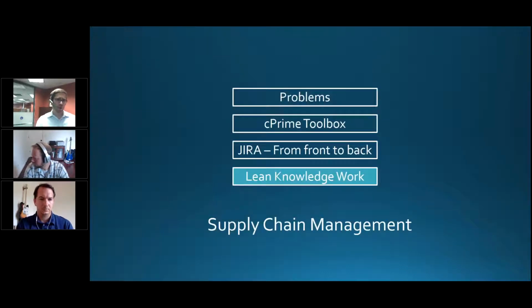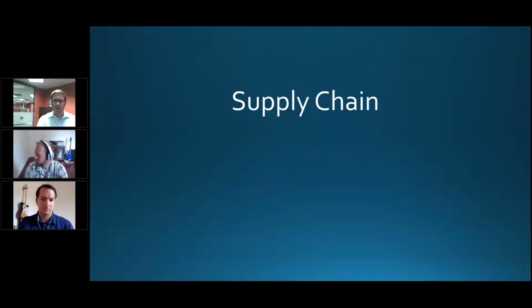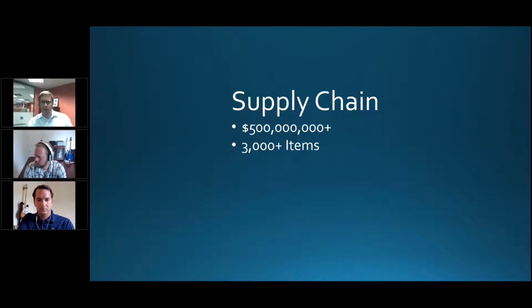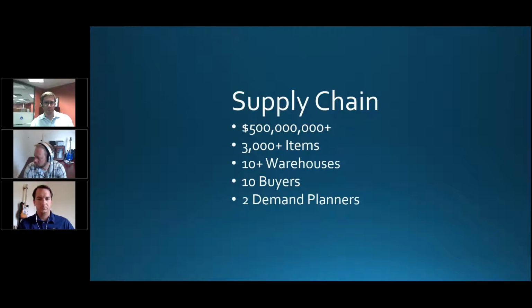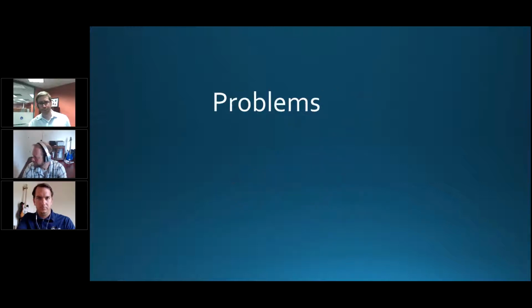So next one, lean knowledge work. Now I'm also the director of supply chain for the largest company in the group, right? And that is a little over $500 million in sales that we have. Over 3,000 items distributed from over 10 warehouses. And then I've got 10 buyers on my team and 2 demand planners, right? So it's a lot of stuff that I'm responsible for.